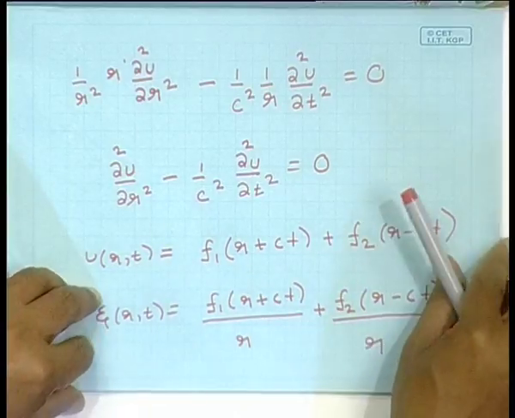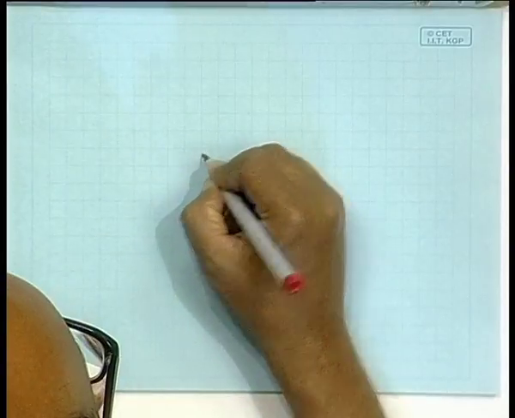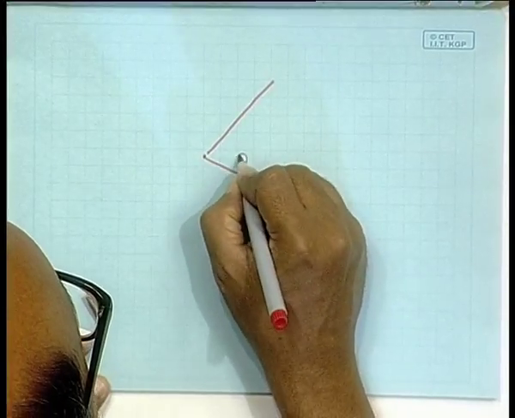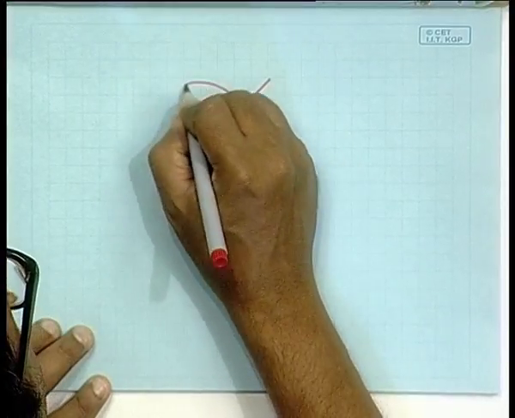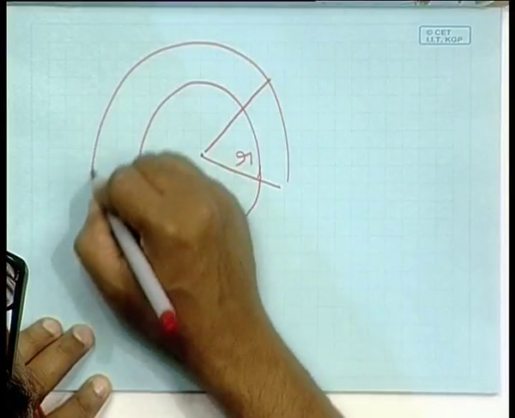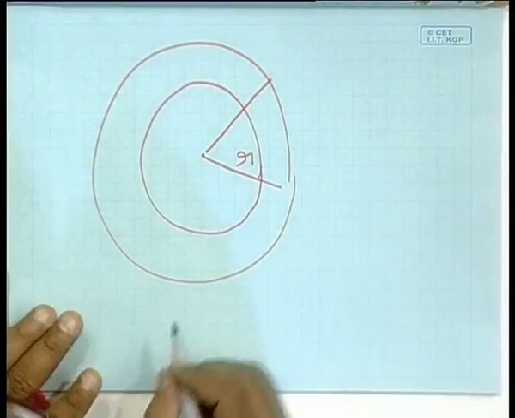Now remember that if this is the origin, r is the radial coordinate, so r changes in this direction. So as you go from this sphere to this sphere, the value of r increases.